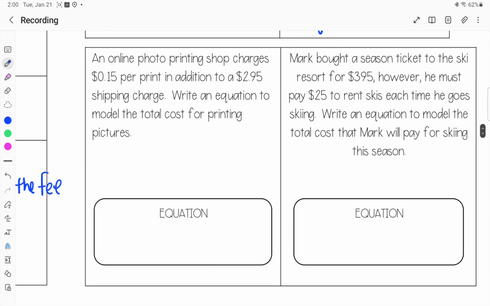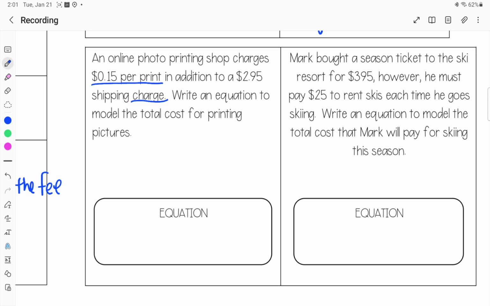All right, the last two that we're going to look at, I'll read. I'll give you a minute and then you can come back and check them. An online photo printing shop charges 15 cents per print, in addition to a $2.95 shipping charge. Write an equation to model the total cost for printing pictures. So one of these we have to pay every single time. The other thing we just pay once, and that's to get them sent to us.